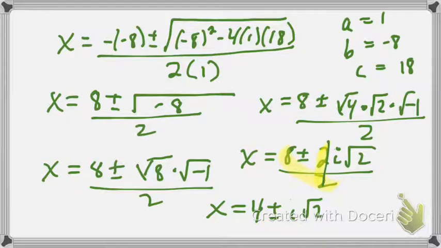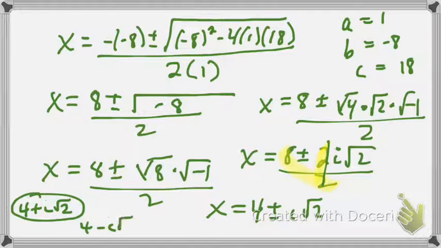Alright, so as you can see, there we have our two imaginary roots, and they're complex conjugates of each other. So one of them is 4 plus i square root of 2. And the other one is 4 minus i square root of 2. Alright, so those are two imaginary roots for this problem.